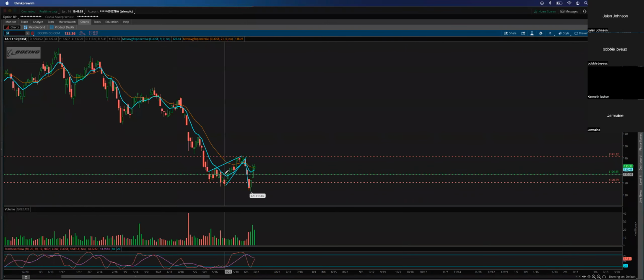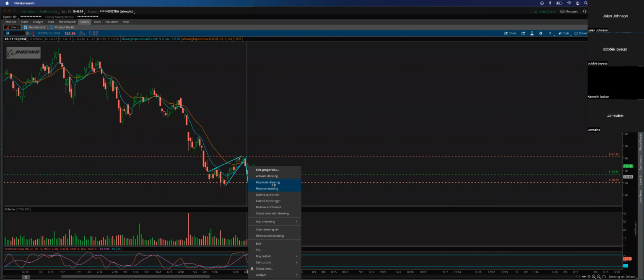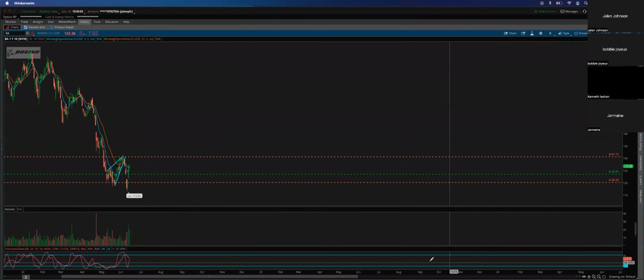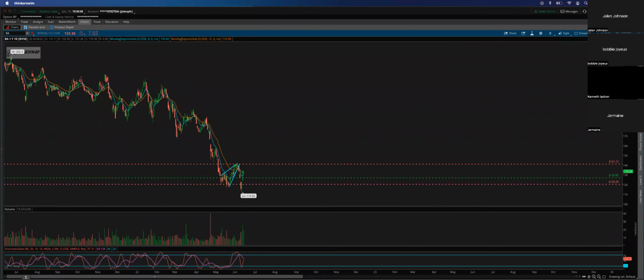So here's another one on Boeing. Quick. Same thing here. Okay, same thing here. This is actually a good play. Let me make sure I draw it right. No, it's not that far up. All right, there we go.